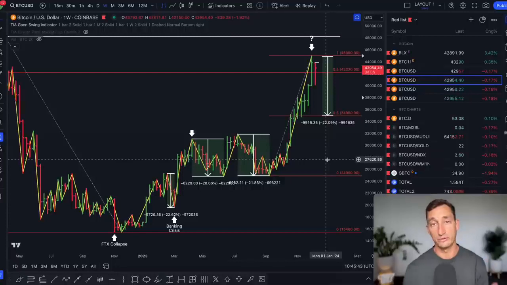We have the weekly close coming up, so let's see how Bitcoin closes come Monday morning or Sunday night. Is it going to be below 42K or above 42K? Let me know in the pinned comment down below what you think is going to happen to Bitcoin at the end of this week.